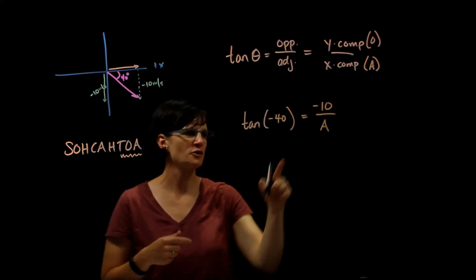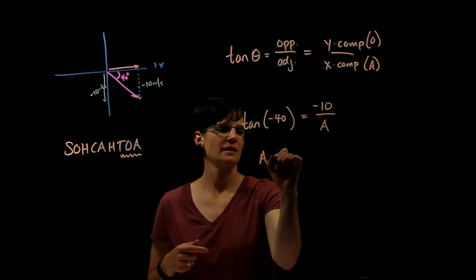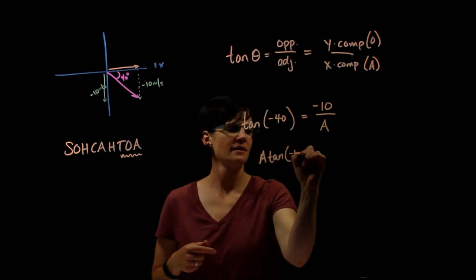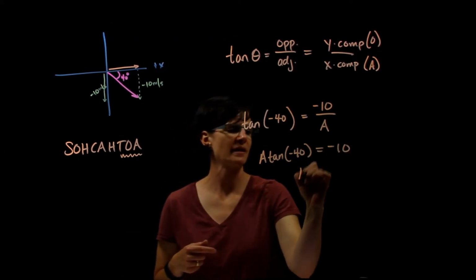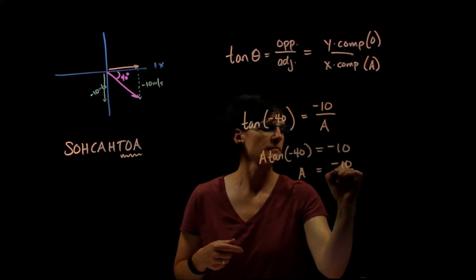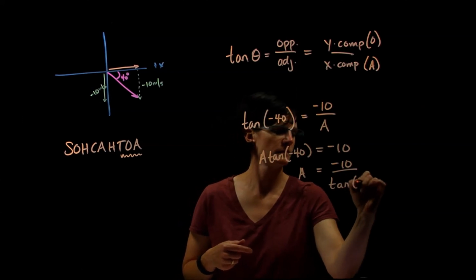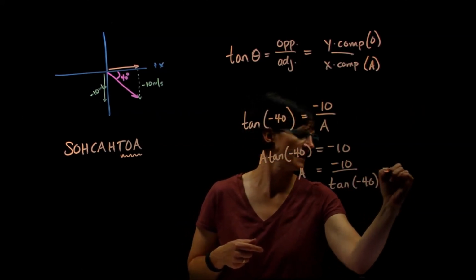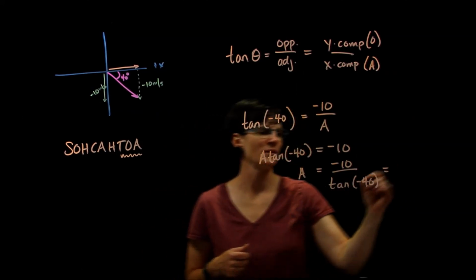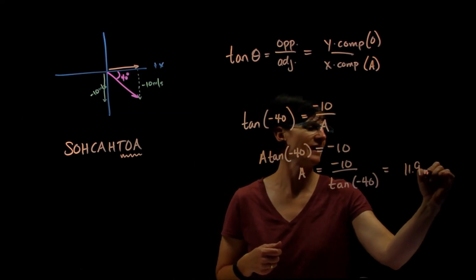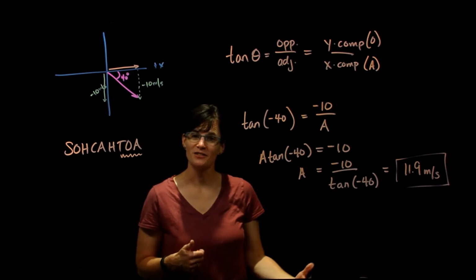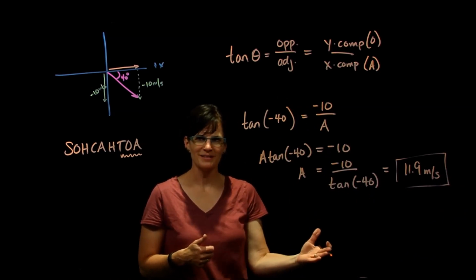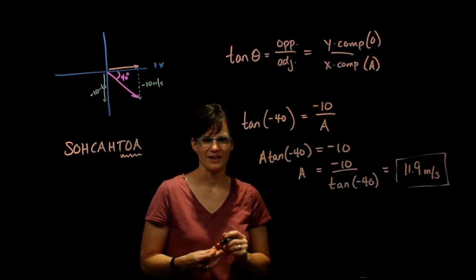So doing our algebra, we'll bring A over to the other side. And then we divide both sides by the tangent. And that gives us our x component of 11.9 meters per second. So using the tangent function, we know our opposite value, we know our angle, we can find the adjacent.